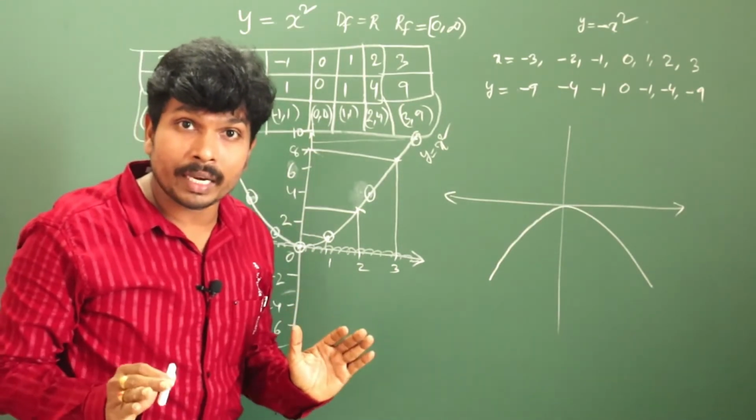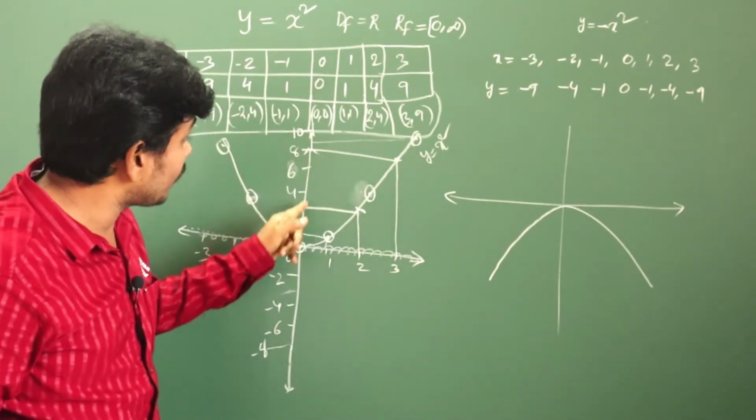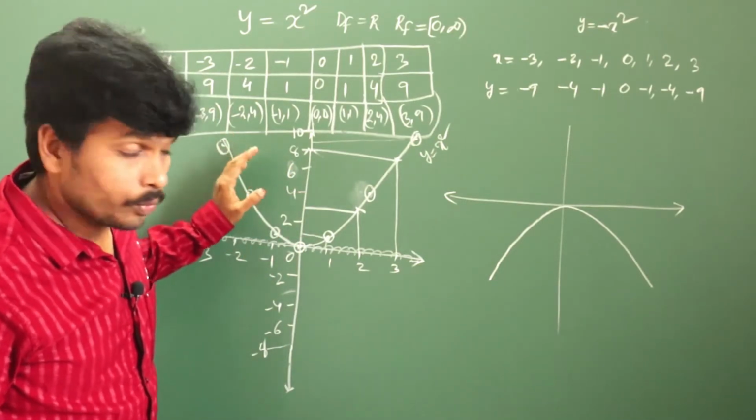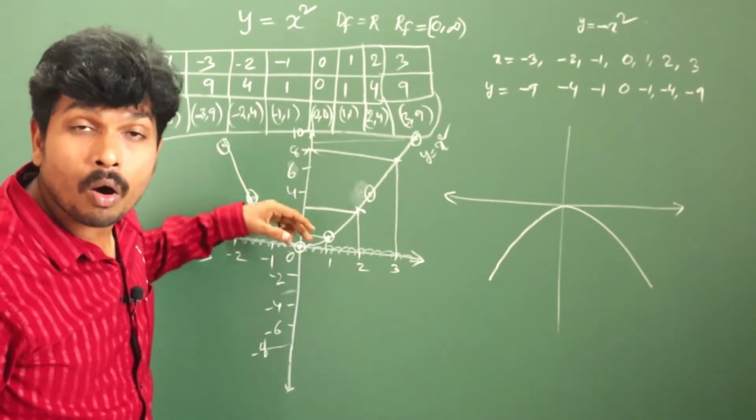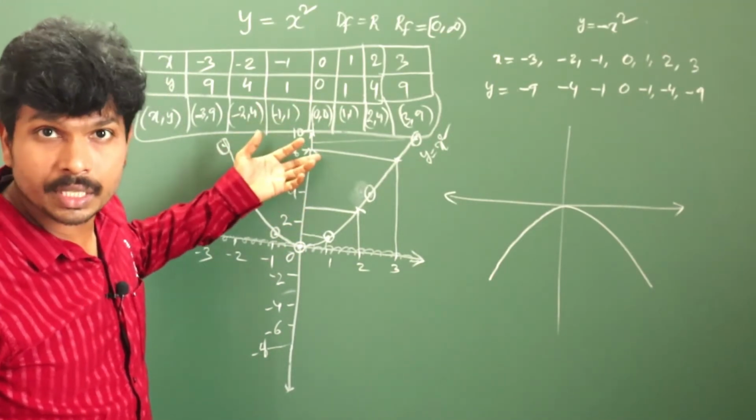So what is meant by range? The portion of the graph covered by the y-axis. How much portion of the y-axis the total graph has covered, that is the output. That is called the range.